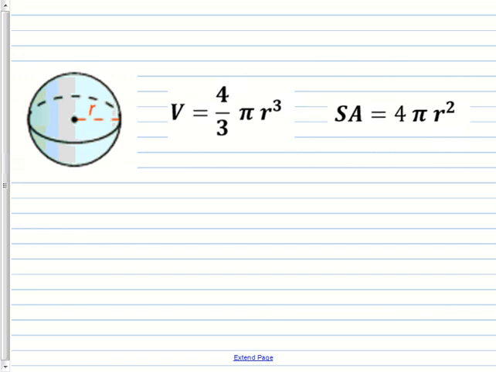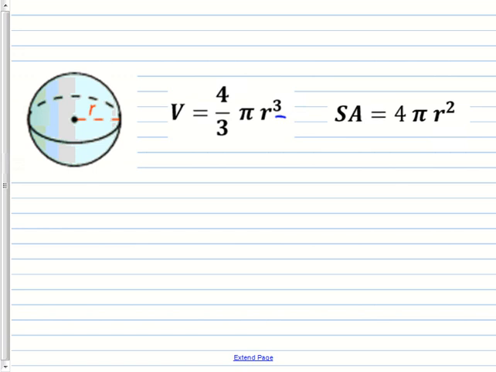You have two formulas at the top of your page. The first one is obviously a volume formula because it says V. And the volume of a sphere is 4/3 pi r cubed. Radius is cubed because obviously we're dealing with 3 dimensions. So instead of pi r squared, we have pi r cubed times 4/3.